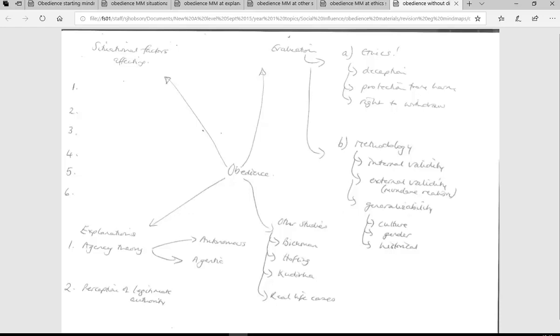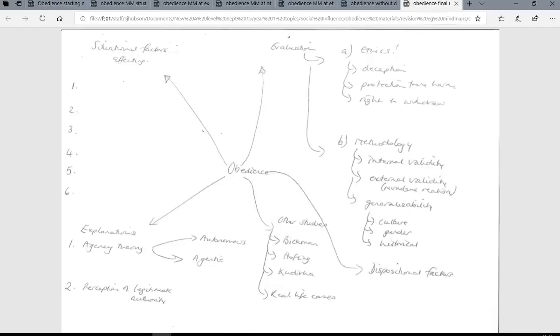And then finally, we have the question of historical validity, otherwise known as temporal validity. So again, we should be able to apply this today. The question is, this was done in the 60s in America, and would we find the same results today? And in fact, obviously, we've got real life cases, but there is more up-to-date research as well if you want to do some extension work.